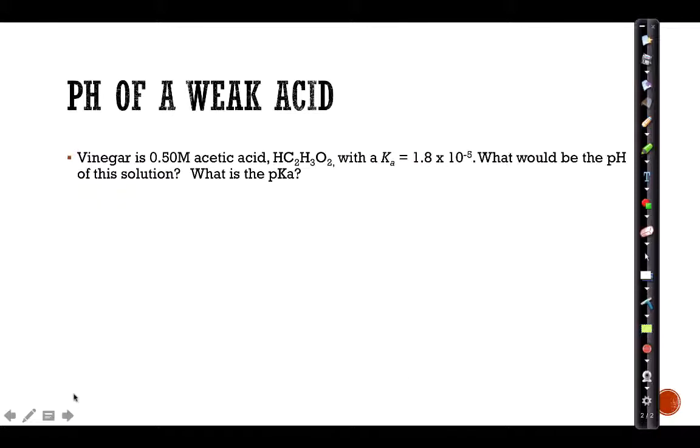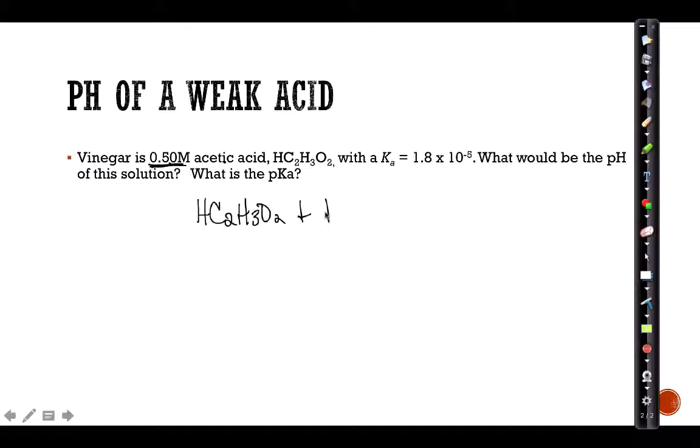All right, so now let's solve for the pH of a weak acid. Okay, so vinegar is acetic acid, essentially. It's a 0.5 molar solution. With a Ka of this, what would the pH of this solution be? What's its pKa? All right, so I have the concentration right here. Now, this is not the concentration of hydronium, though, because it's weak. It's not one of our strong acids, so that means I need to do an ice table.